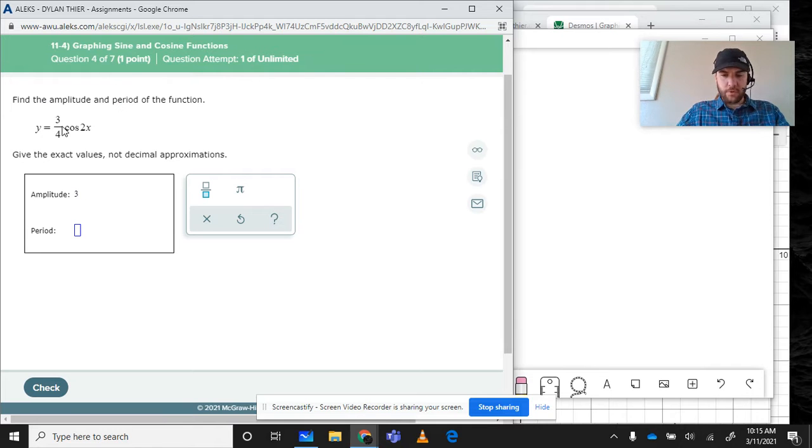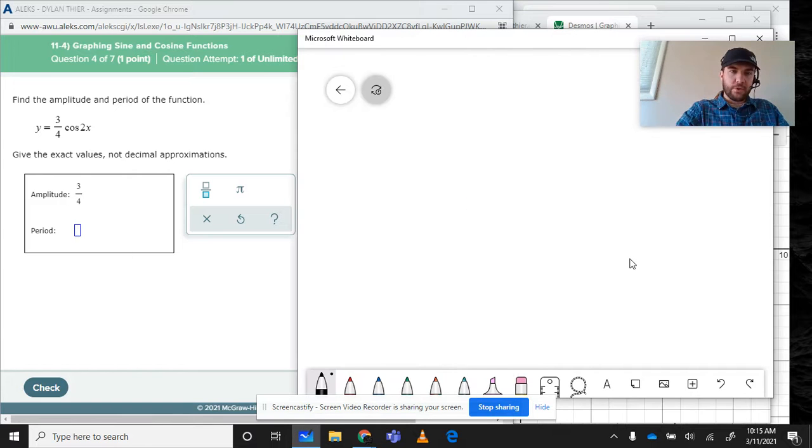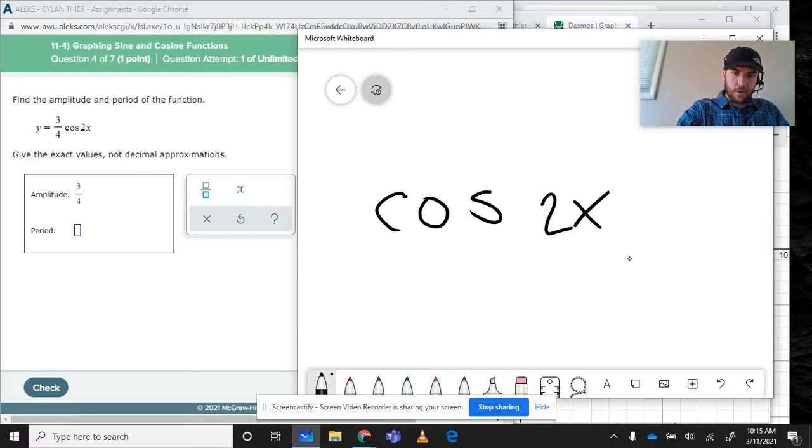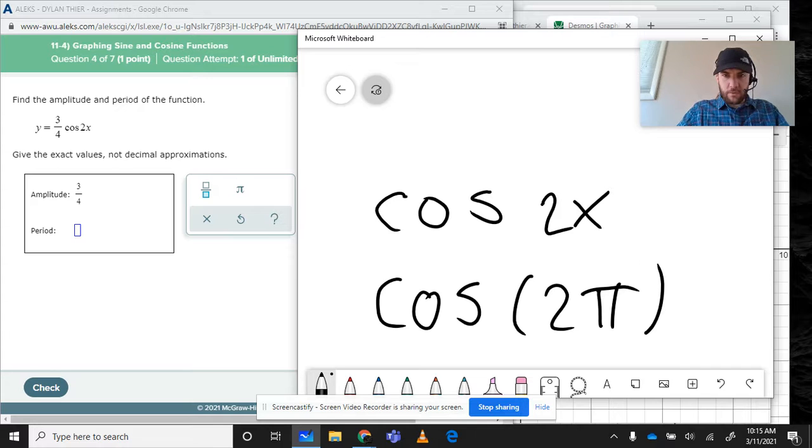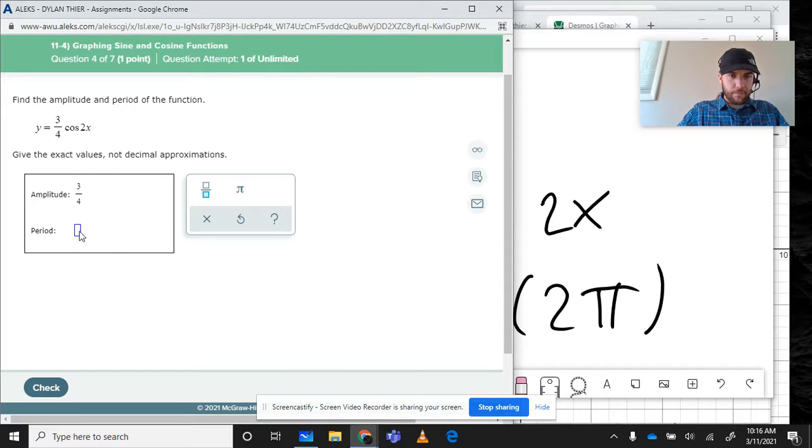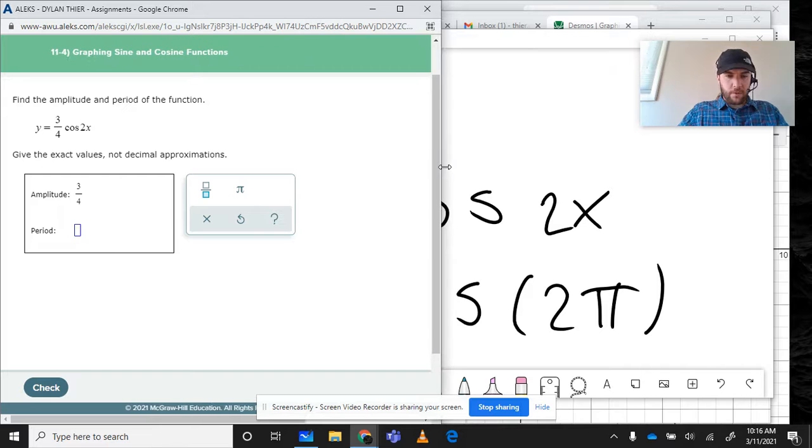Okay, the amplitude is always just the first number out front. Nothing more to it than that. The period, like I said, we're just looking for when is cosine of 2x going to be the same thing as cosine of 2 pi? Well, in this case, it would be very simple. It's when x equals pi. So our period will be complete when x equals pi. So along our x-axis at pi, we'll be done with our first cycle.